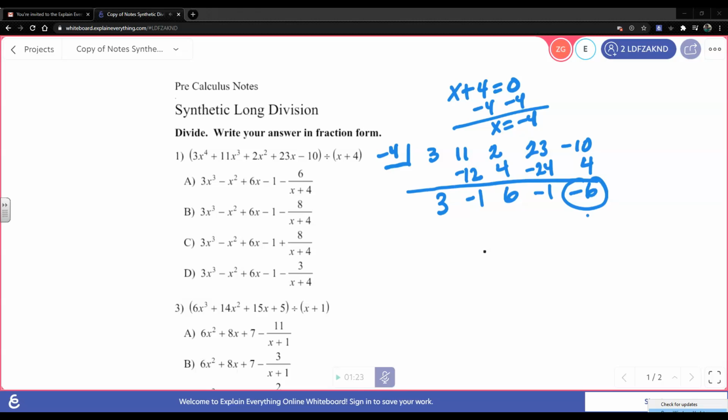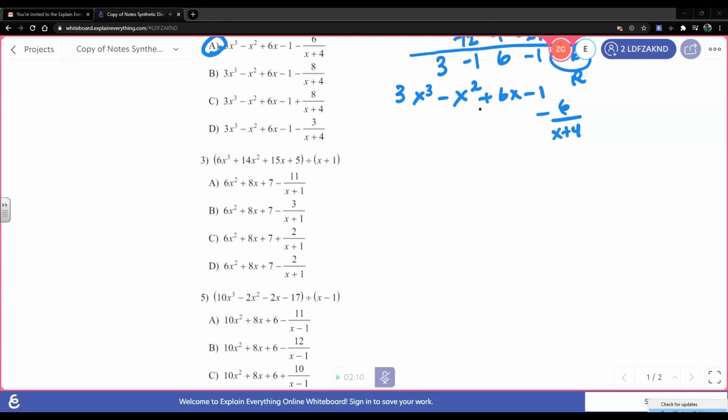And this here is the remainder. Now you notice that the highest exponent was 4. When you do synthetic division, it goes down one exponent. So instead of starting with the fourth power, now you're starting with the third power. So it's 3x to the third power minus x squared plus 6x minus 1. And then your remainder is negative 6 divided by x plus 4. So your answer is A.